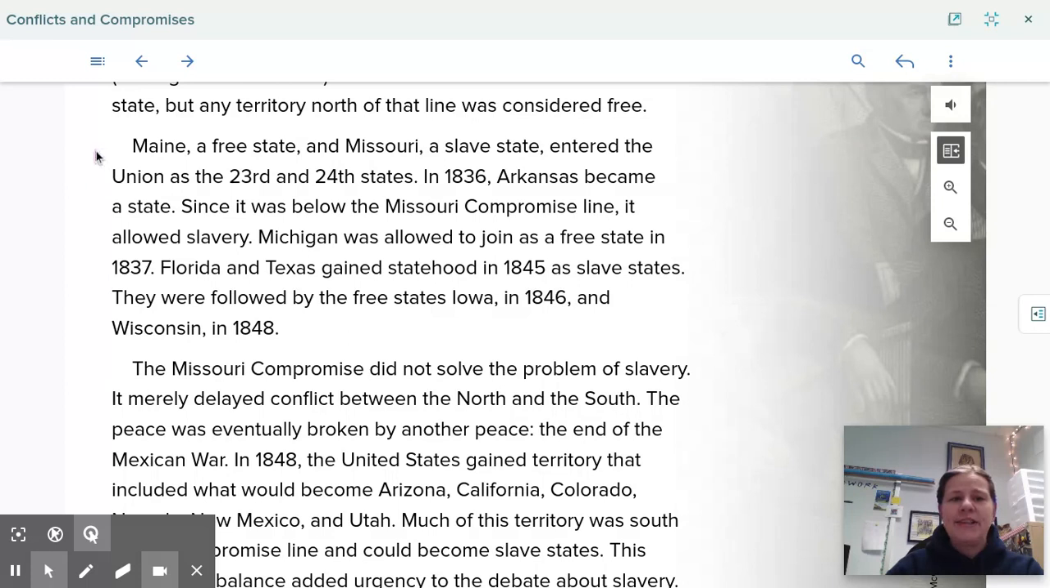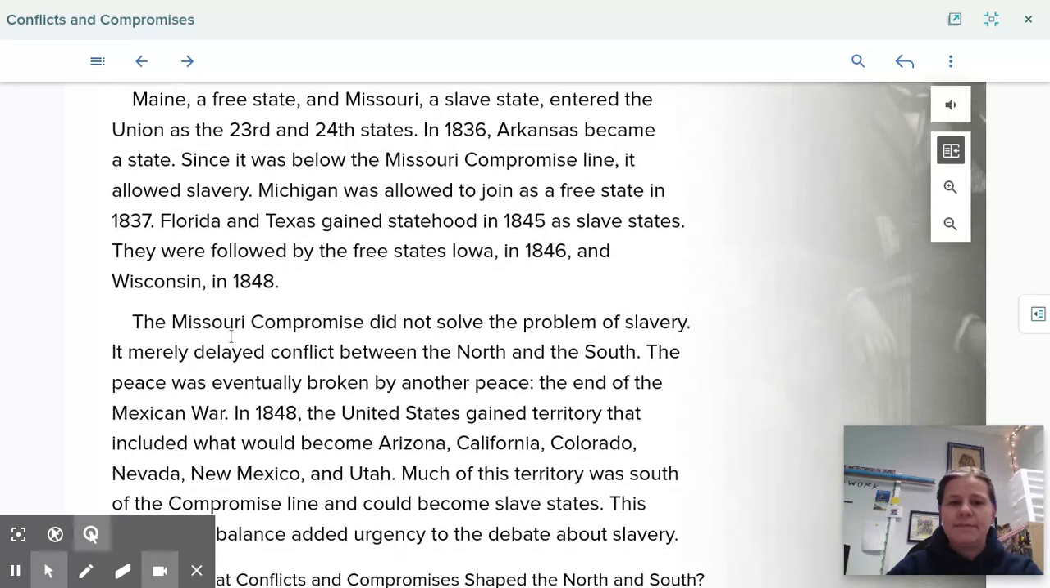Maine, a free state, and Missouri, a slave state, entered the Union as the 23rd and 24th states. In 1836, Arkansas became a state. Since it was below the Missouri Compromise line, it allowed slavery. Michigan was allowed to join as a free state in 1837. Florida and Texas gained statehood in 1845 as slave states. They were followed by the free states Iowa in 1846 and Wisconsin in 1848.